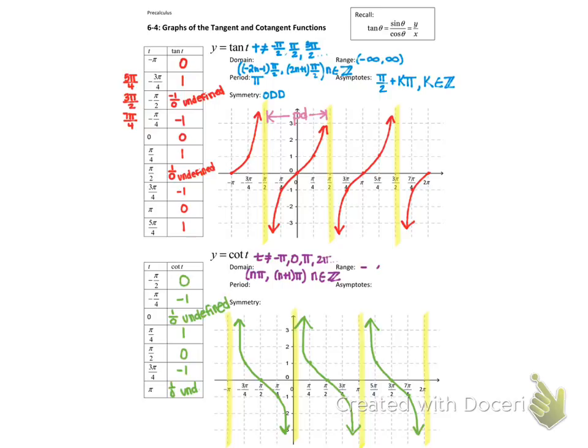Our range is still negative infinity to infinity. The curves just go the other way, but that doesn't affect our range. The asymptotes, similar to our domain, is every value of pi. So you take an integer k and you just multiply by pi, and that's where we're going to have our asymptote for cotangent. The period for cotangent is just like tangent, it's pi. And this also has odd symmetry because it can rotate about itself around the origin.